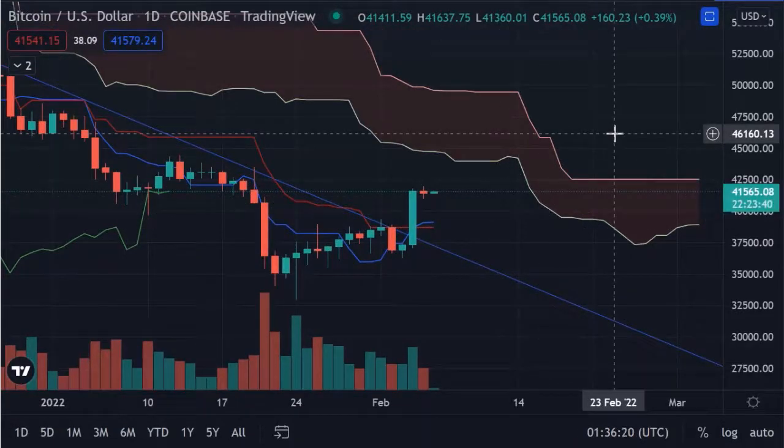I hope this lesson from Live Traders helped, and I hope this gives some context to what I'm seeing in the Bitcoin market right here.